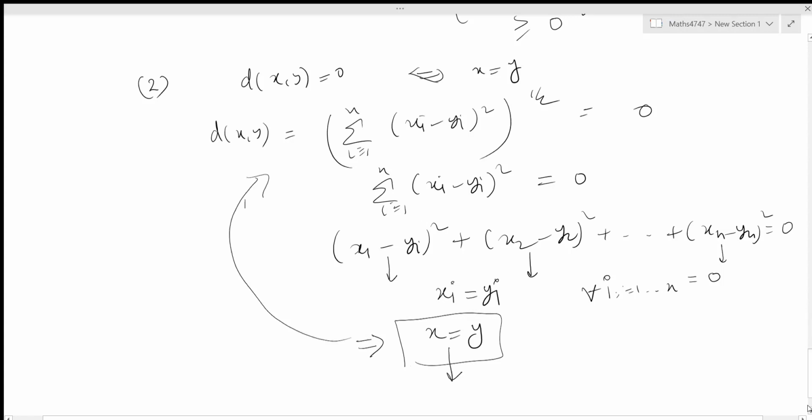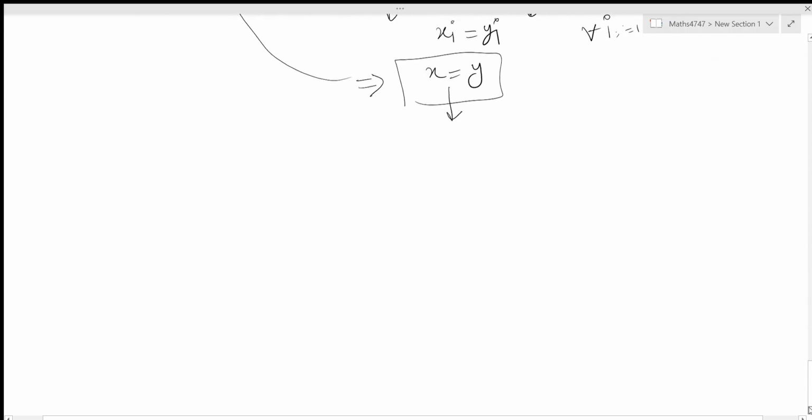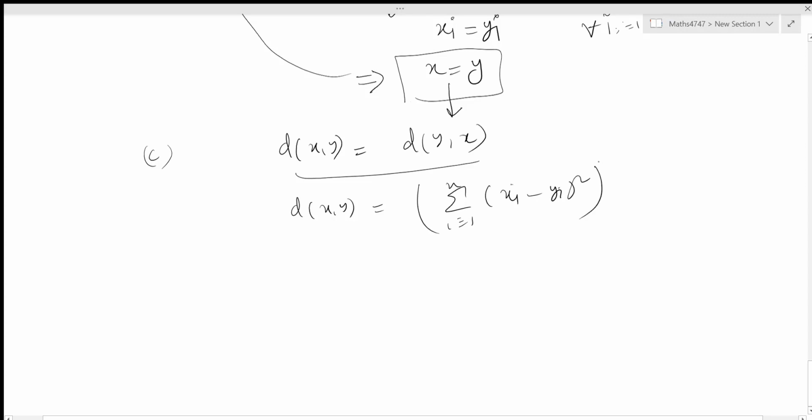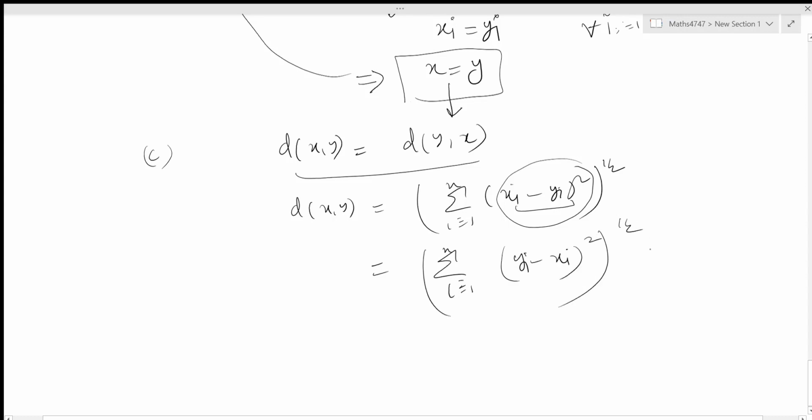So now the third property, the symmetric one. Third, d(x,y) is equal to d(y,x). This thing we have to prove. So take the left hand side, d(x,y), that is equal to the summation from i equals 1 to n of (xi minus yi) square. Now we can write this quantity as (yi minus xi) because this is a square. So these two are the same. Now this thing is what? This is d(y,x). Now the symmetric property is also verified.